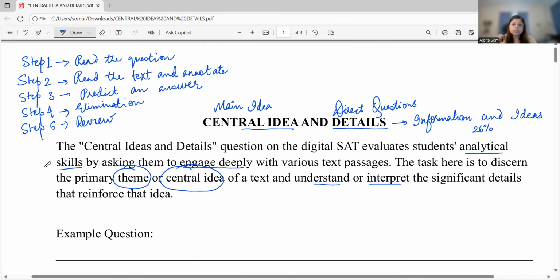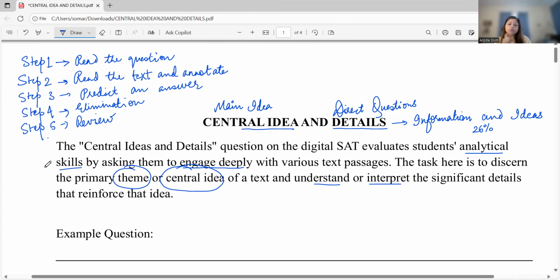Okay. Step one is reading the question only to understand what exactly you are looking for. Are you looking for the main idea of the text, or are you looking out for the direct questions of the text, which are details questions? Okay. Step two is reading the text and annotating it carefully. Annotation is very important. Step three is predicting an answer even before you look at the choices, because if you directly go to the choices, you will get highly confused. Step four is elimination. Go slowly into the options, highlight the key points, and check if you can provide evidence from the text. If you cannot provide evidence, that means it's eliminated.